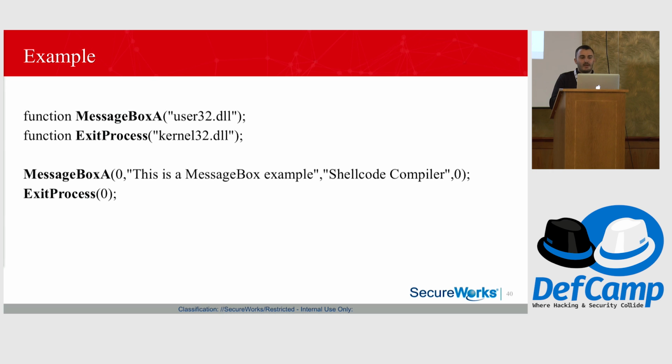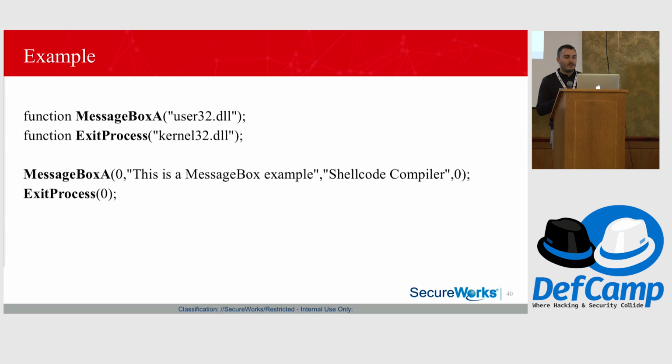When you specify those function declarations, the Shellcode Compiler will parse them, and it will automatically generate calls for LoadLibrary of user32.dll and kernel32.dll, which is already loaded, and it will use GetProcAddress to find the addresses of these functions, MessageBoxA and ExitProcess. Then you just call the MessageBox function like you would call it from a C++ program, like in Visual Studio.